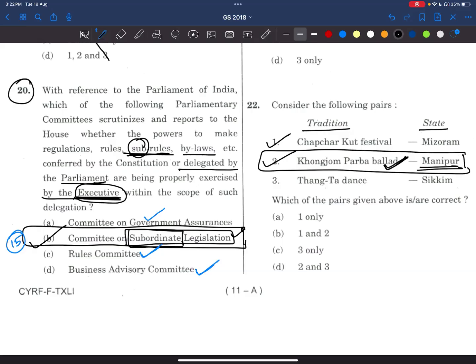Okay, now, so 1 and 2 are correct. Now coming to Tangta dance, it is telling it belongs to Sikkim. No, it belongs to Manipur only. Okay, so 3 is wrong. Answer is 1 and 2. Now see, Tangta dance is a martial dance, friends. Okay, it's like a martial art dance. This festival evolved from the kings of Manipur. Okay, these are like martial drills. Okay, so here friends, answer is 1 and 2.